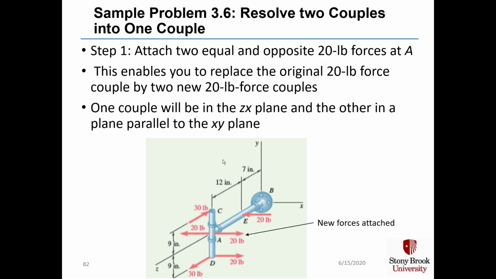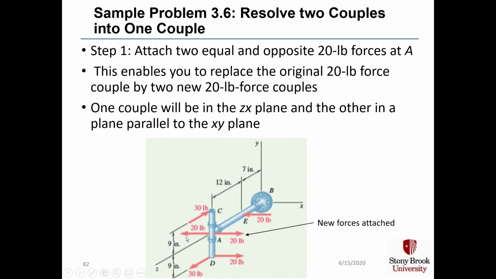The easiest way to do this is to attach two equal and opposite 20-pound forces at point A. We can do that because the 20-pound forces cancel each other. On top of that, the 20-pound forces are going to create two new couples. I'll show you with my mouse.